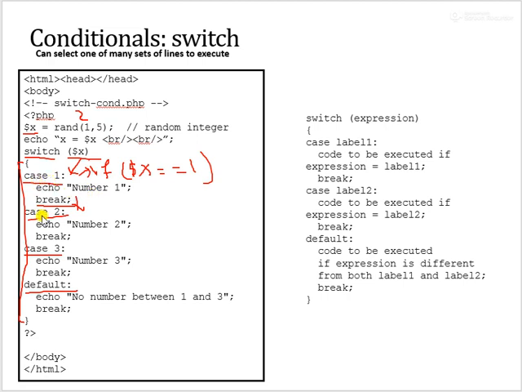It comes to case 2 and checks whether case 2 is equivalent to x equals 2. Yes, case 2 is true. So when case 2 is true, the message that will be displayed on screen is echo number 2. And then we have this break statement. What is the purpose of this break statement?